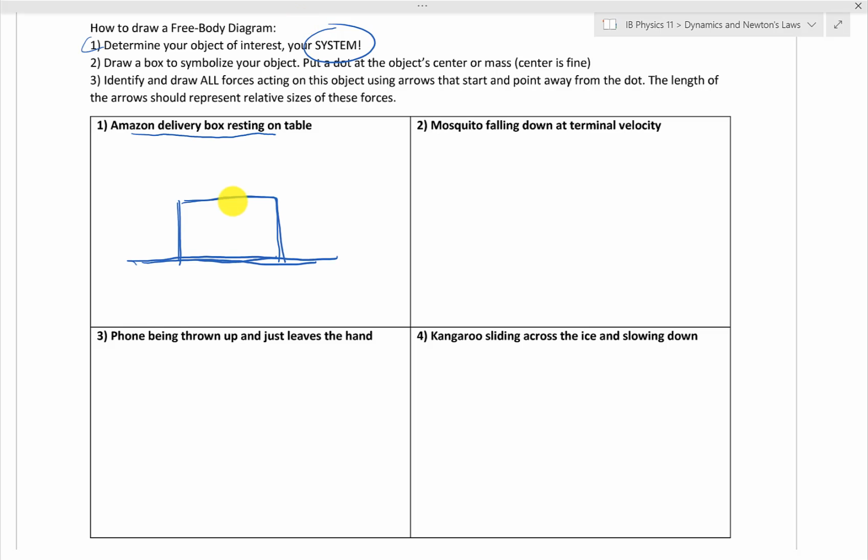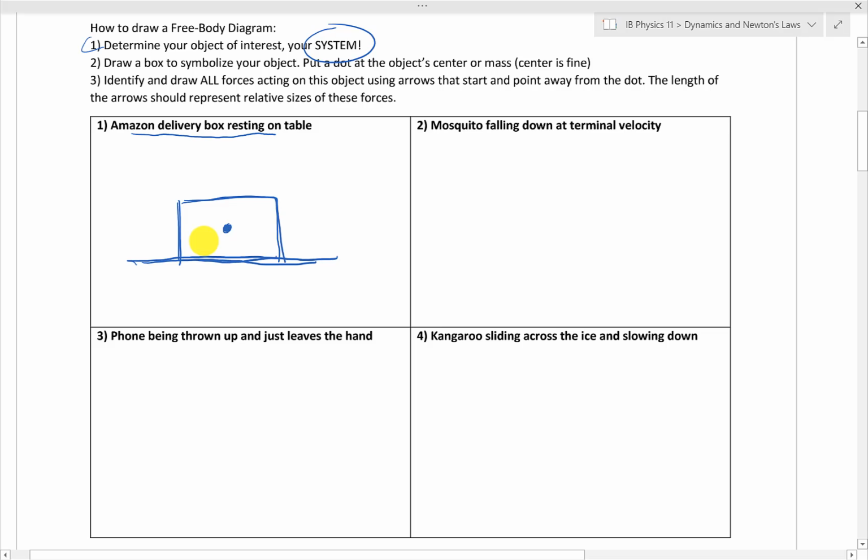I'm going to put a dot in the middle of my box. I'm assuming the mass distribution is even in the box, and if it's not, you could find the object's center of mass. The center of mass is kind of like the balancing point. If I had to balance this object on a needle like that, it would stay upright. It's kind of what that is.